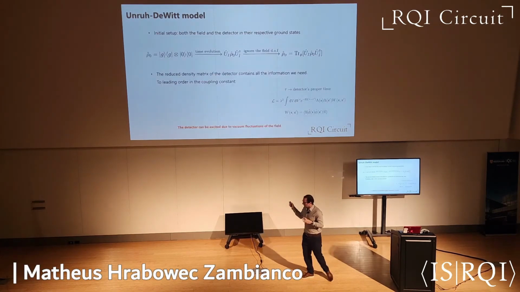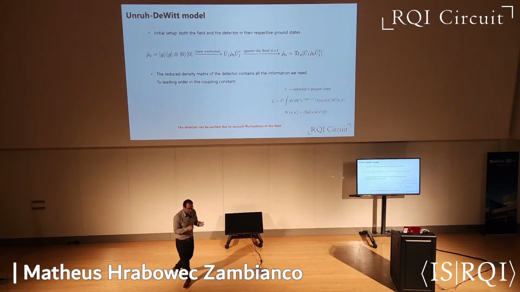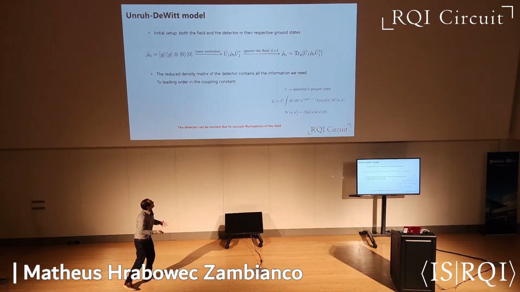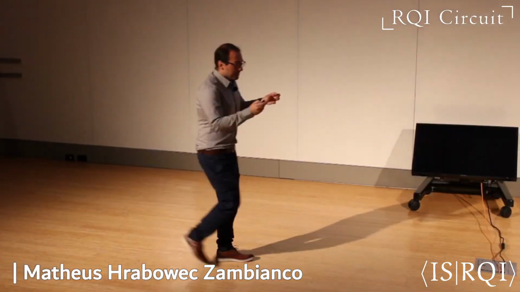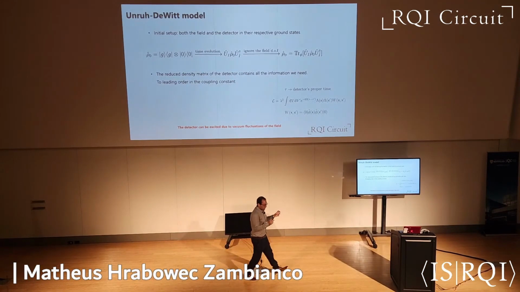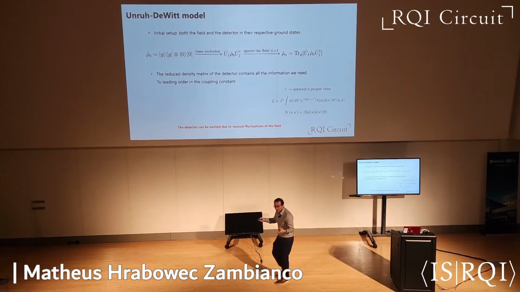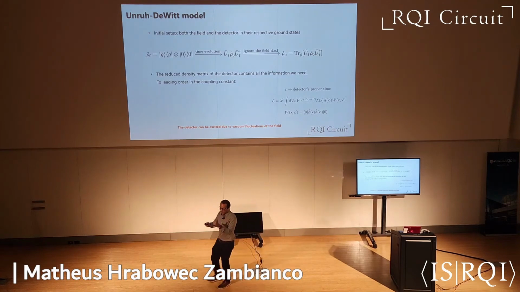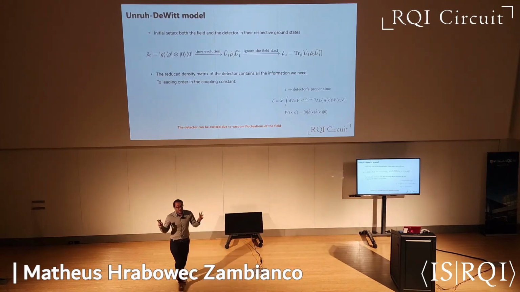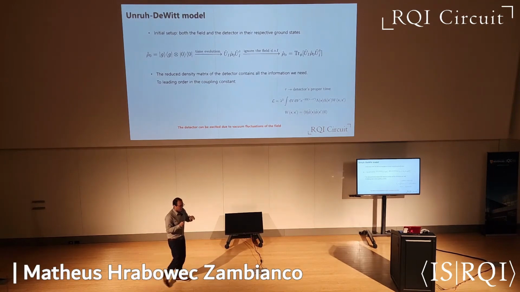And now, talking about physics. So we have this model, we have the interaction. What can we learn from it? The usual setup: both the field and the detector are initialized in their respective ground states, meaning that the field is in the vacuum, there is nothing there, but you know that nothing can be complicated in quantum field theory. And the qubit starts in its ground state.